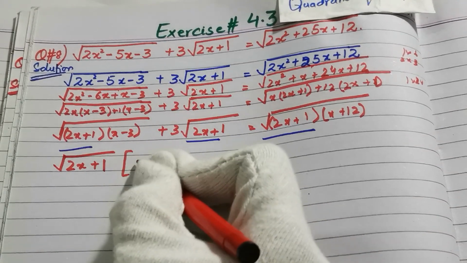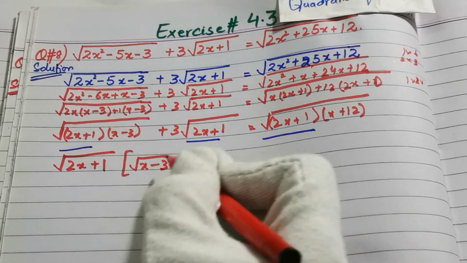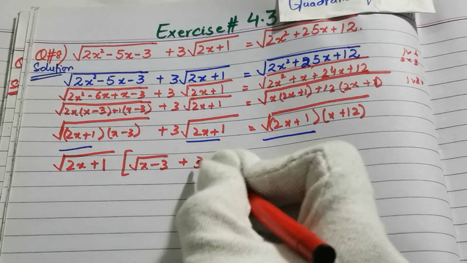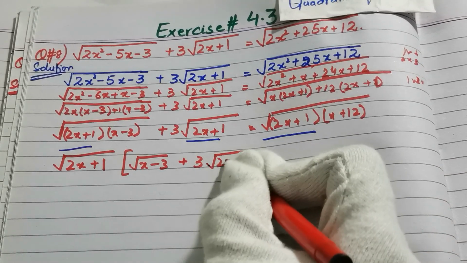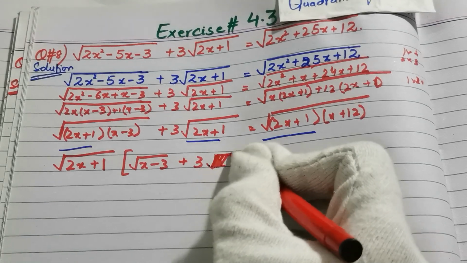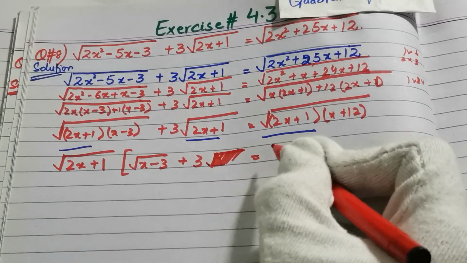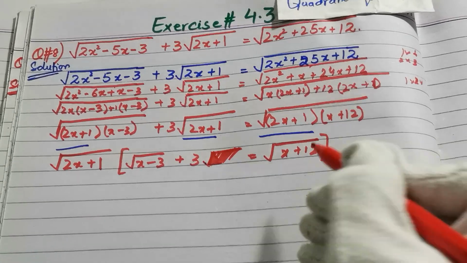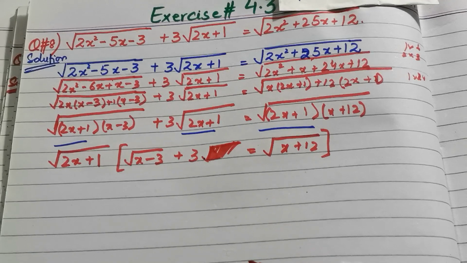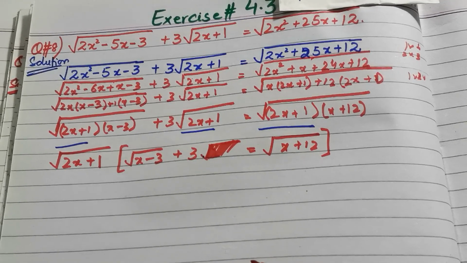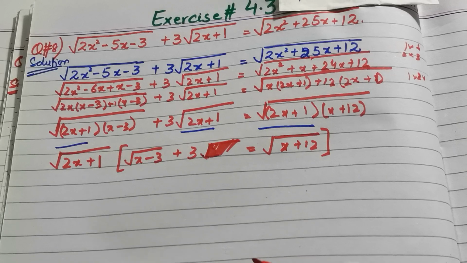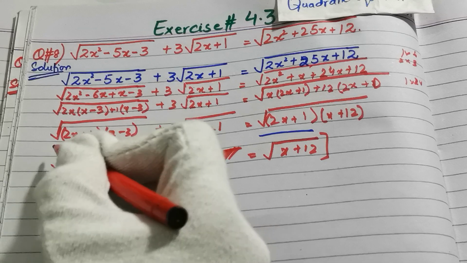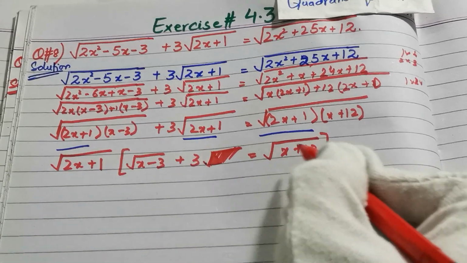What is left? Under root x minus 3 plus 3, and under root 2x plus 1 is common, is equal to under root x plus 12. One step is missing. We will do one step.